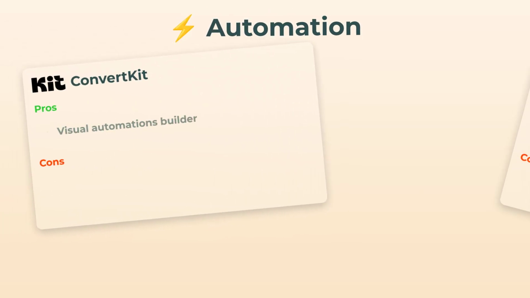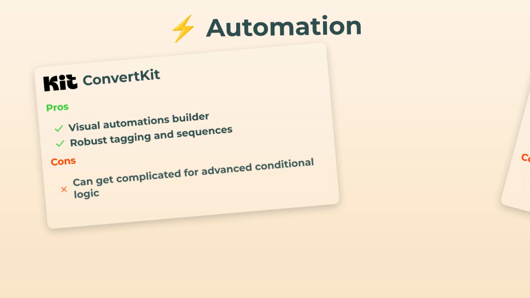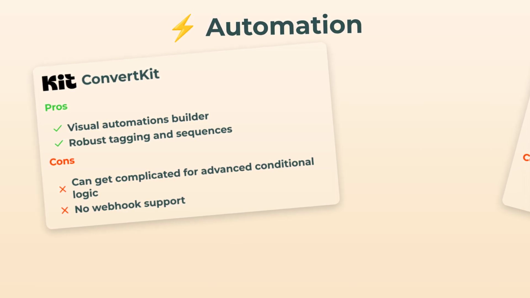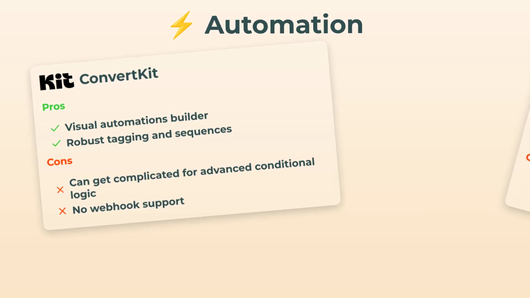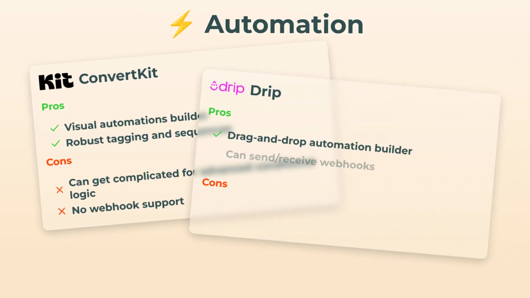Now, let's talk automation. ConvertKit offers a visual automations builder, which honestly feels pretty slick for basic stuff. Their tagging and sequences work great, but as soon as you get into advanced conditional logic, it can get a little messy. Oh, and if webhooks matter to you, just a heads up, ConvertKit doesn't do those yet.